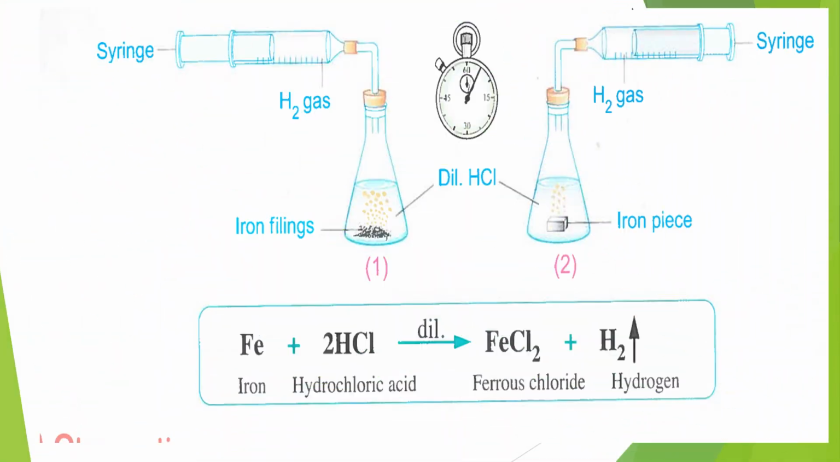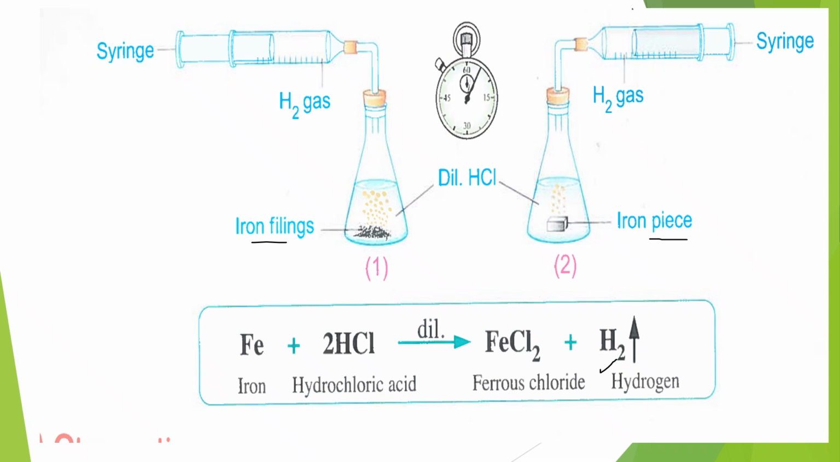Here is a practical example to prove that the surface area of the reactants can affect the speed of a chemical reaction. Here's iron as a metal element. Iron can substitute the hydrogen of an acid, as we know. This is a simple substitution reaction. And the product in this case will be FeCl2, which is ferrous chloride, and H2, I mean hydrogen gas.